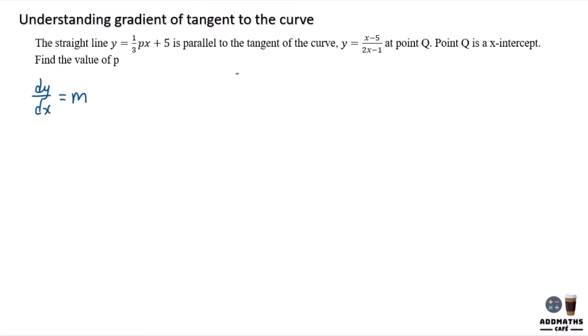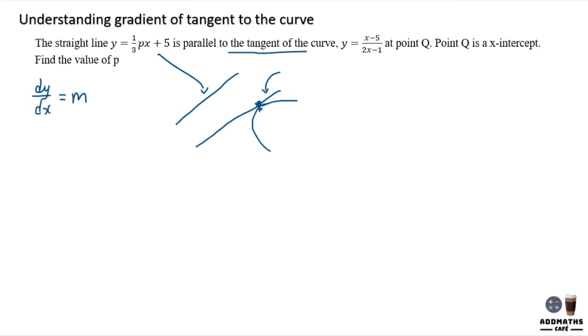Find the value of p. So this means that I have a straight line with the equation of this, and this straight line is parallel to the tangent of the curve. So let's say this is a curve and this is a tangent. Tangent means it touches the curve at one point. So this line is the tangent of the curve. So this is what they say.